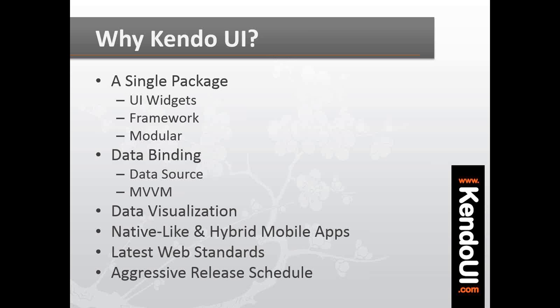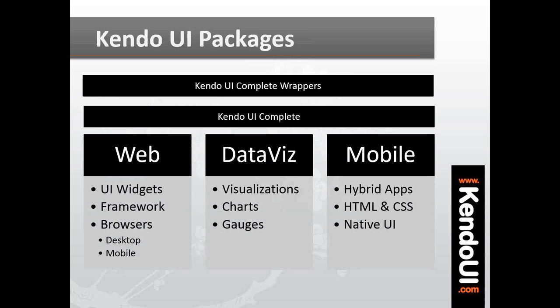Meaning, if you want MVVM today and you are using jQuery, you will go ahead and include another plugin or another framework. You do not need anything here. Kendo UI can give you the UI widgets, some framework things, and the modular approach of doing things. Data source, and of course MVVM is supported out of the box. We do have a data visualization package. And the hybrid mobile apps are native-like, meaning adaptive rendering. We follow the latest web standards, and we also have an aggressive release schedule, three releases in a year. So this is what Kendo UI is all about.